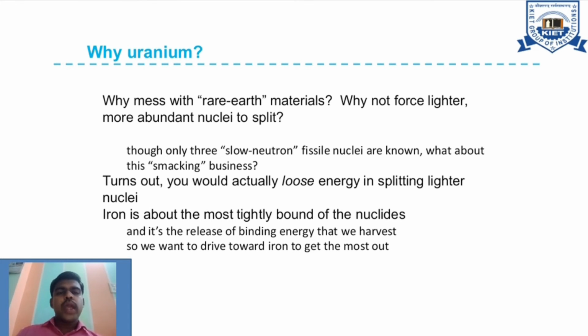Here comes why uranium. What is the purpose of considering this much amount of uranium? Why mess with rare earth particles? We should not force lighter, more abundant elements, but at the same time we have to keep in mind whether it is slow neutron fissile or not, because it turns out you would actually lose energy in splitting lighter nuclei. Iron has the most tightly bound nucleus, and it releases binding energy, so it drives towards iron to get the most out.